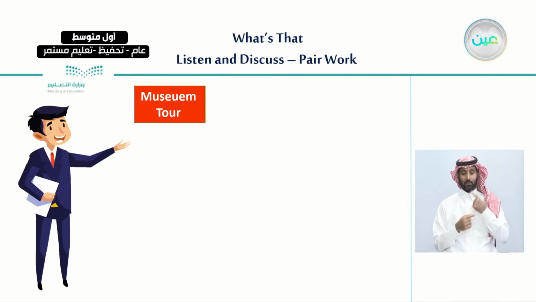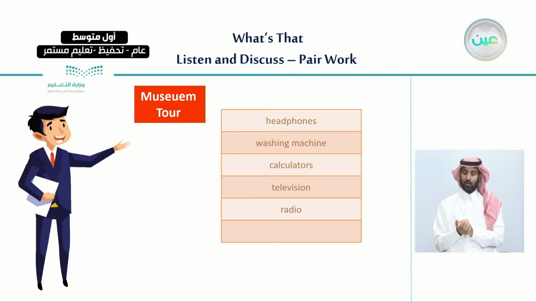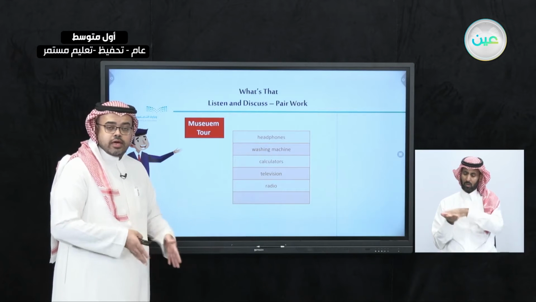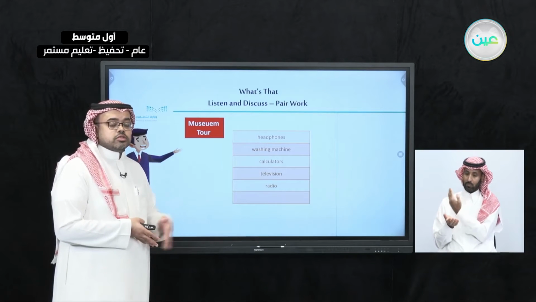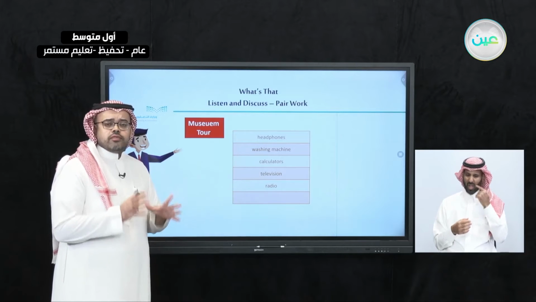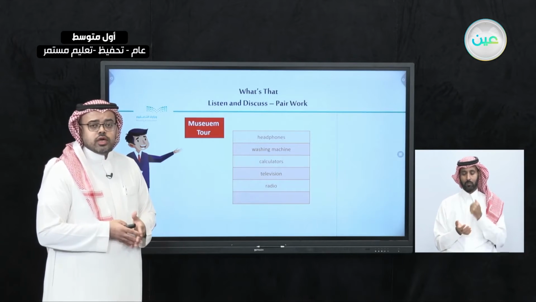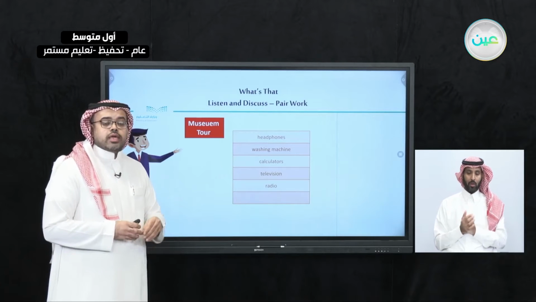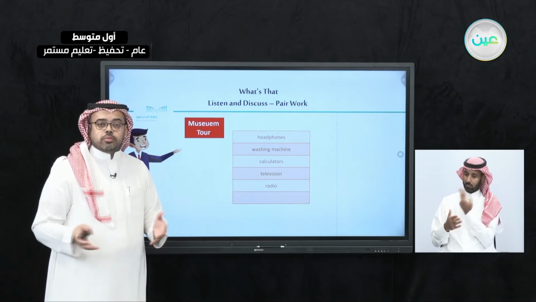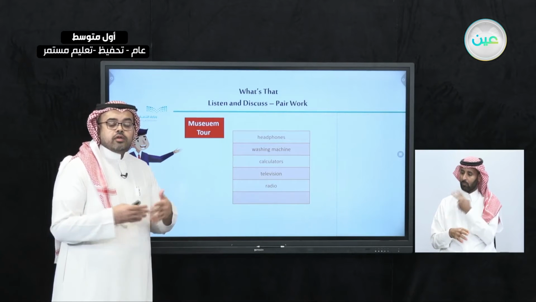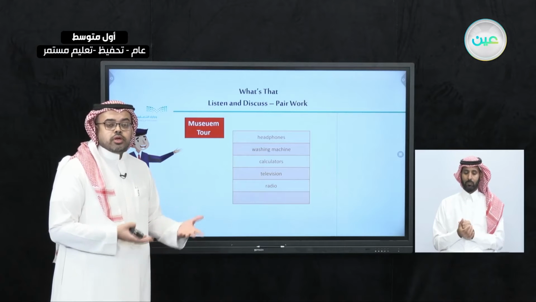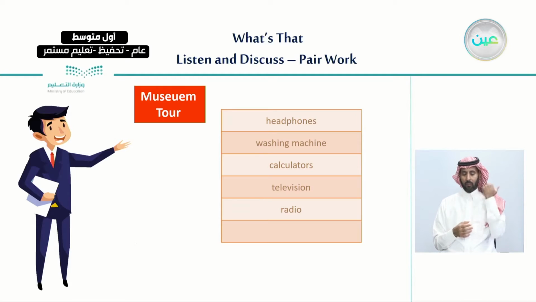And now we're going to move to the other objects, like, for example, as we can see, headphones, washing machine, calculators, television, and radio. All of these objects, we can use them right now in the present time, but these specific objects are very old and they are not used any longer. This is why they are kept in a museum, just for people to go to the museum and visit them and have a good time remembering how people used to use these objects.